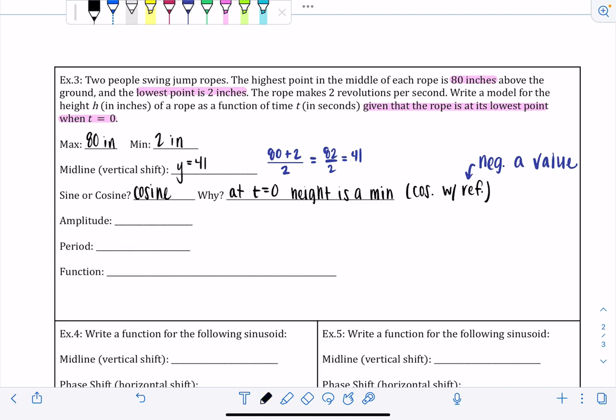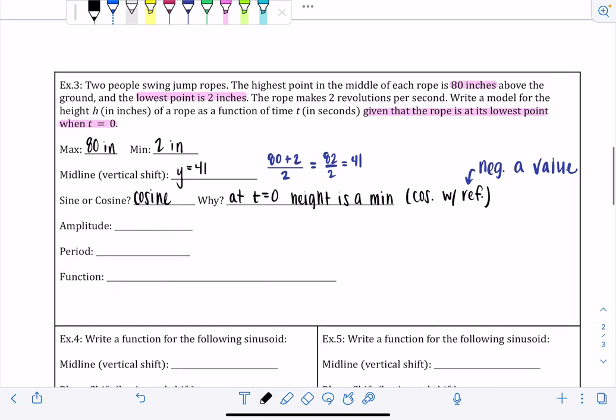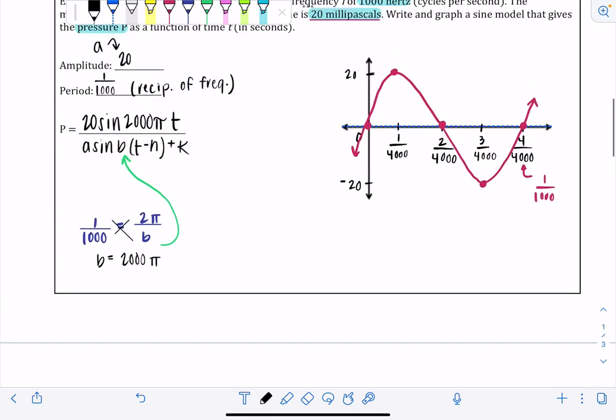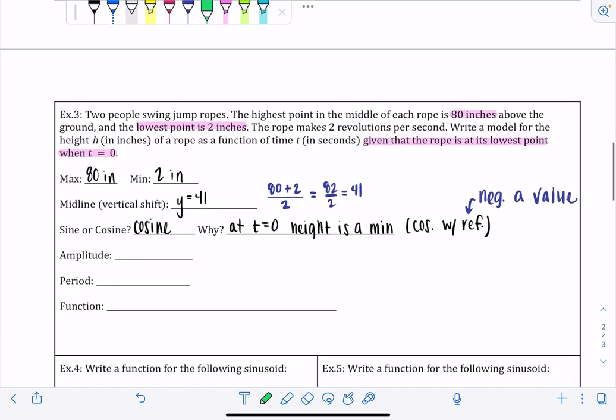Okay, and then amplitude. So remember, amplitude is, I'm going to go up here really quick so we see a visual. Amplitude is the distance from the midline up to the maximum or down to the minimum. So we don't have a graph right now for ours. We're actually not going to have a graph at all, but we can still find the distance from the midline to the maximum or the midline to the minimum. We could just do 80 minus 41, or we could do 41 minus 2. Either one is totally fine. You'll get the same answer. So 80 minus 41 is 39. So the amplitude is 39.